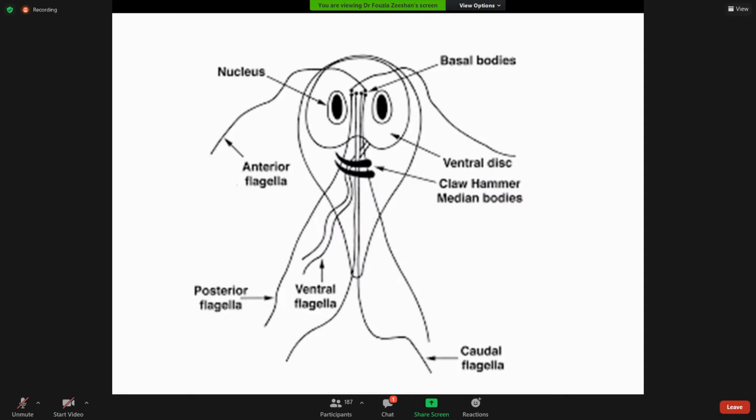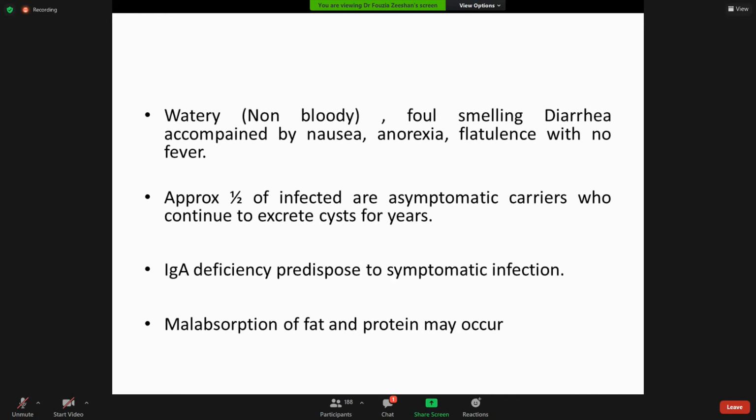As I have told you, it causes foul-smelling, watery diarrhea. One thing is also very important: in case of IgA deficiency, that is responsible for the predisposition to symptomatic infection. Malabsorption of fat and protein may occur. That is very, very important.